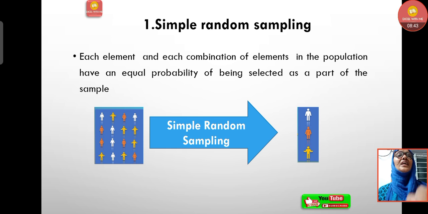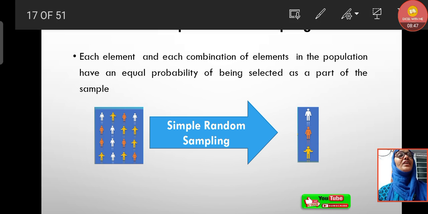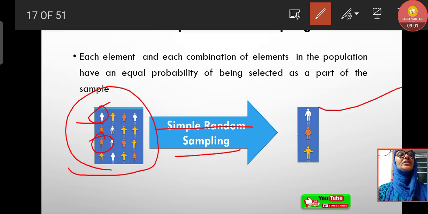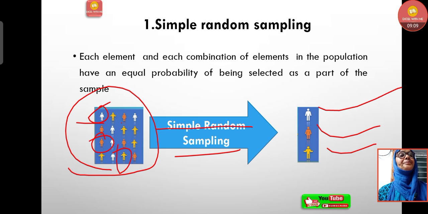If you see here, a population is given with different colors: white, yellow and red, these are groups of people. Out of this, with random sampling we can select maybe this person, or maybe this person, or maybe this person. Like that, randomly we choose the persons. That is simple random sampling.